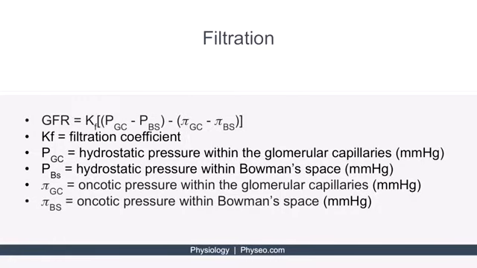Another way to look at GFR is with the Starling equation, as I've shown here. Kf is the filtration coefficient. This number is intrinsic to the glomerulus and is a function of the anatomy of each individual.